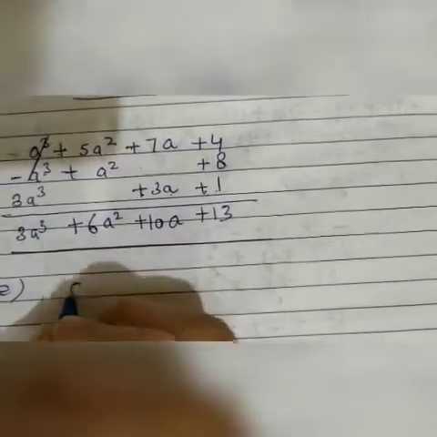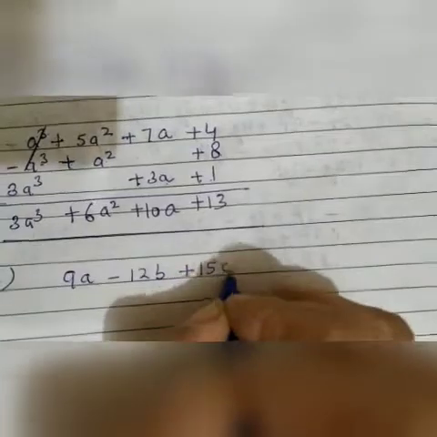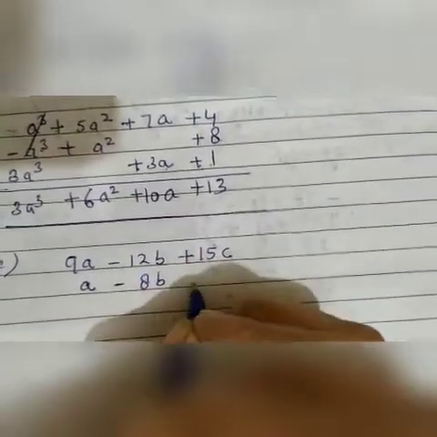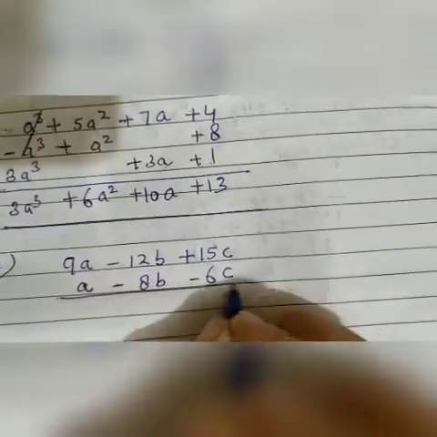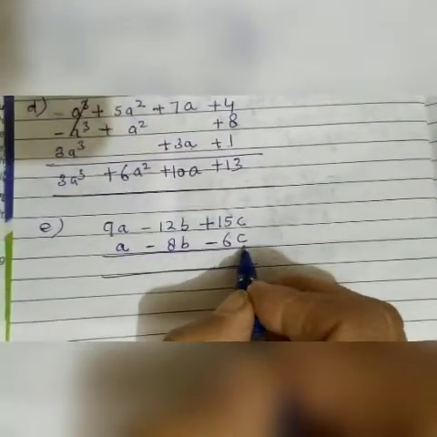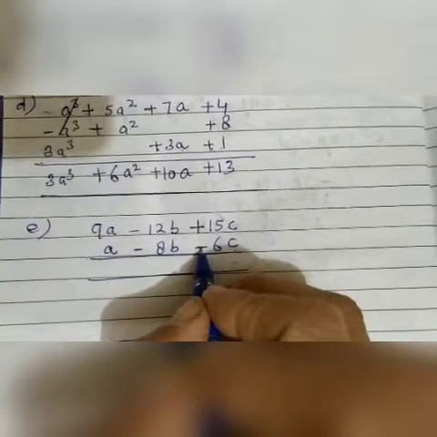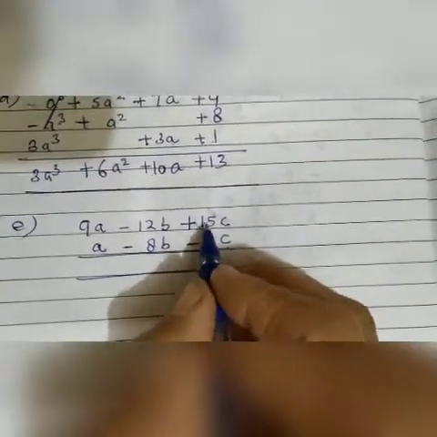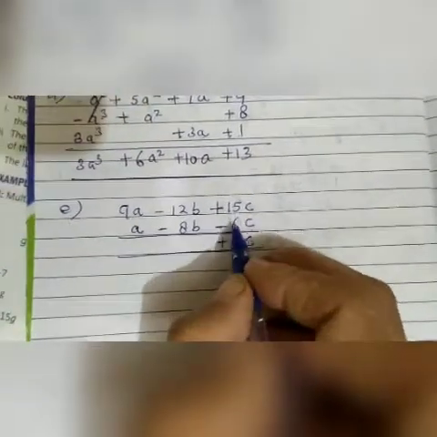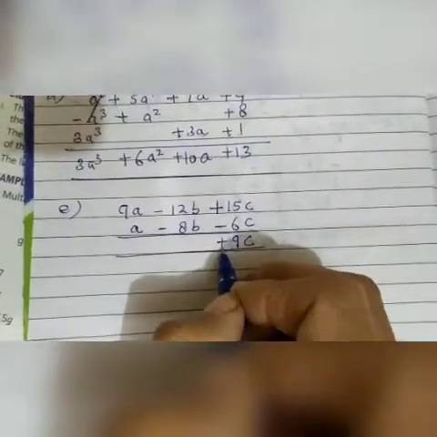In E part, 9a minus 12b plus 15c. Then a minus 8b minus 6c. This is E part. This is plus 15c, this is minus 6c. Two terms are with different signs. When two terms are with different signs, we subtract. Subtract this 6 from 15, we get 9, and before the larger number it is plus sign, so we will put plus sign.